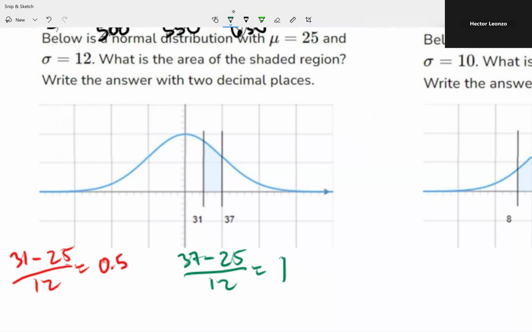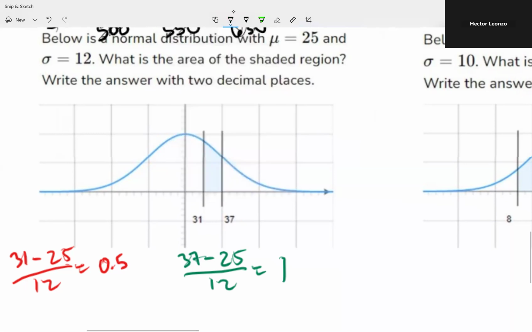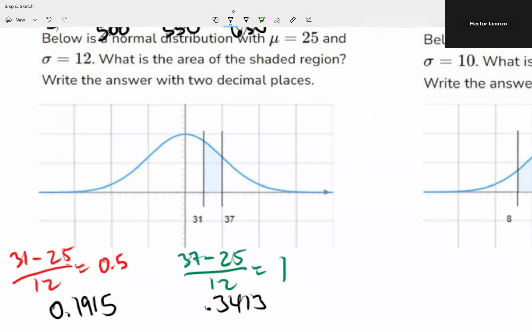Now, according to our table, I look for the probabilities on each z-score. 0.5 tells me 0.1915. If I go to the z-score of 1.0, it's 0.3413. Okay.